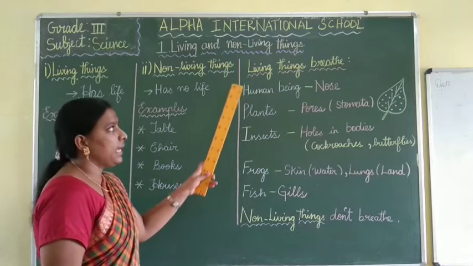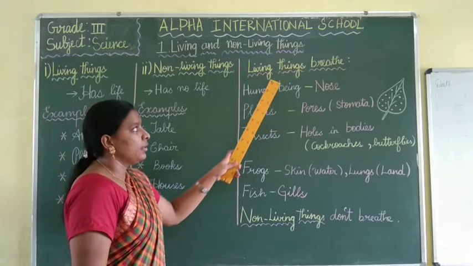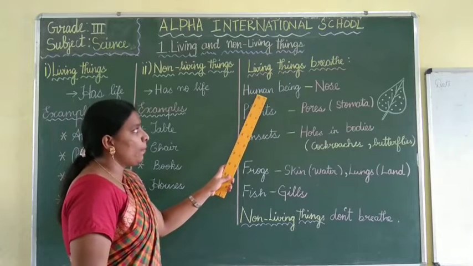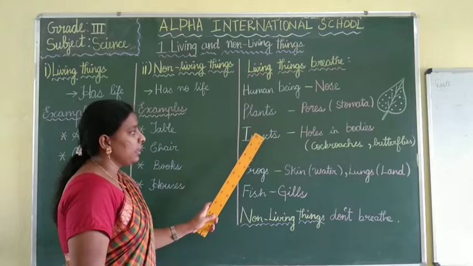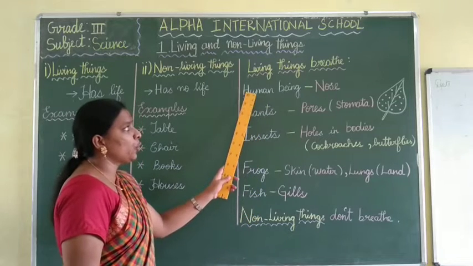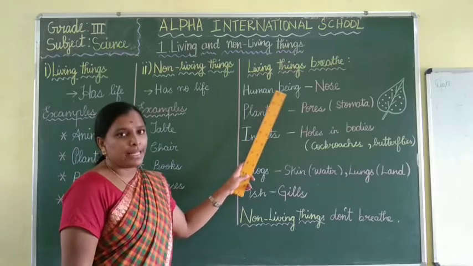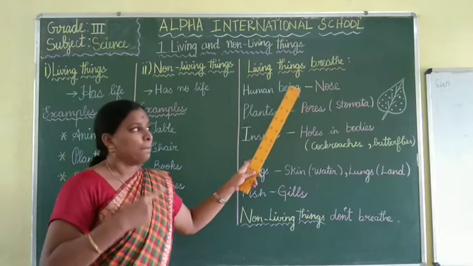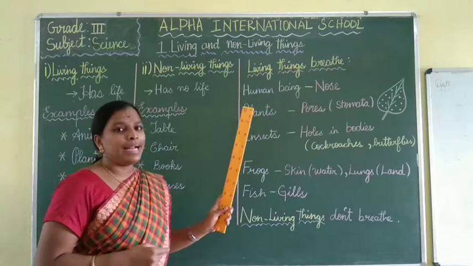Then we can see how living things breathe. What are the examples for living things? Human being, plants, insects, frogs and fish. Okay, so how will human beings breathe? They will be breathing by nose. So we breathe by our nose, right? Yes.